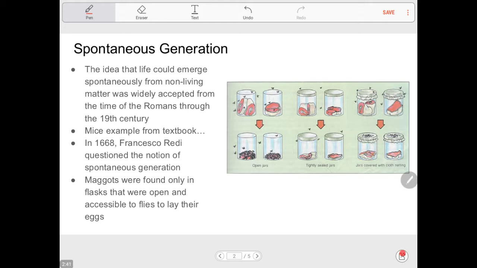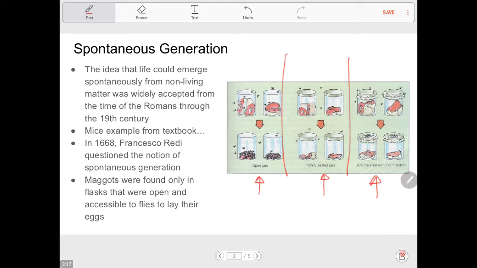Now here's what he did. If you look at this experiment, we have pieces of meat in all of them, and let's look at the differences, because the differences are key. On the left, we have an open jar, so the meat is openly accessible to the outer environment. Air, anything else can get to it. In the middle, we put the meat into sealed jars where nothing can get in or out. And in the third example, we have jars that are covered with cloth netting.